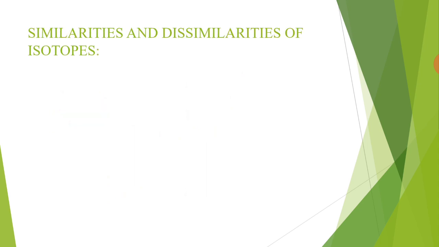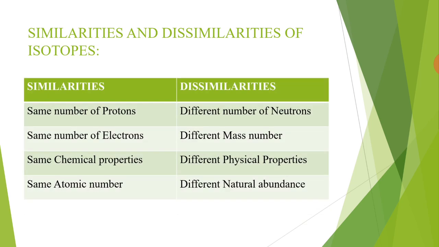Now we discuss the similarities and dissimilarities of the isotopes of an element. The similarities between the isotopes of an element are: they have same number of protons, same number of electrons, same chemical properties, and same atomic numbers. The dissimilarities are: they have different number of neutrons, different mass number, different physical properties, and different natural abundance.